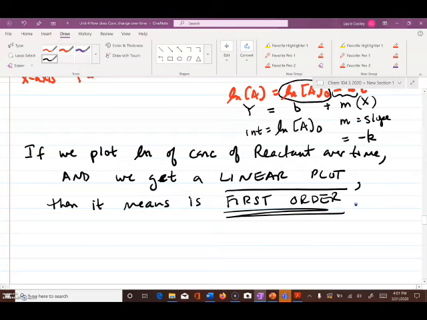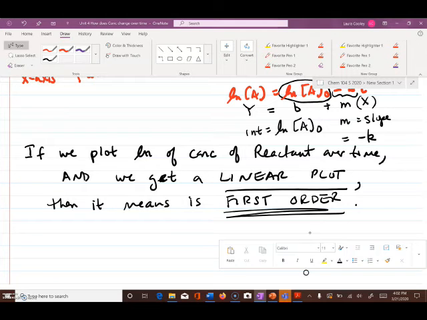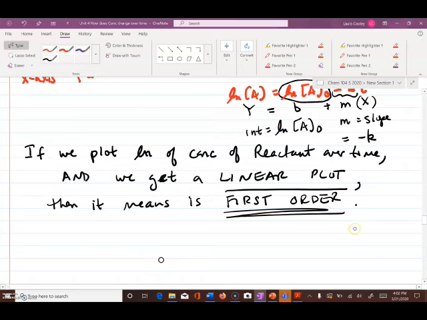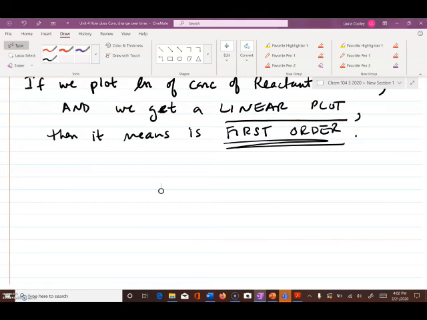So we have a method of figuring out if that reaction is first order. Now, this is not the only method that we know to figure out if a reaction is first order, because what else could we do? How could you figure out if a reaction is first order? So there's another way that we learned.